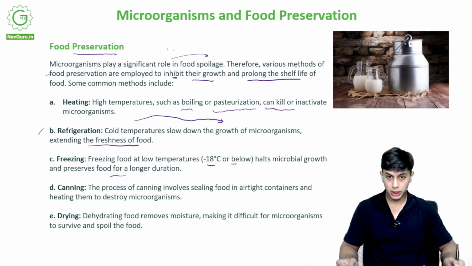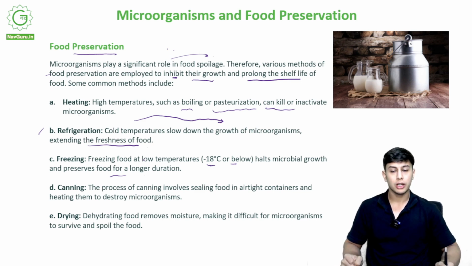What does a freezer do? It freezes the food to a very low temperature, and in this temperature there is no chance that microorganisms will work. They may be present, but they will not be able to grow. So freezing. Now we come to canning.